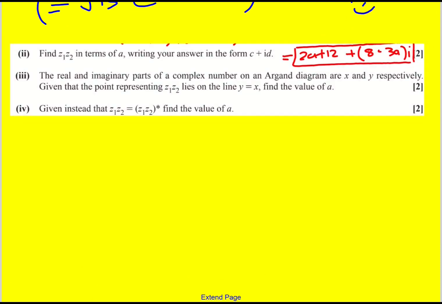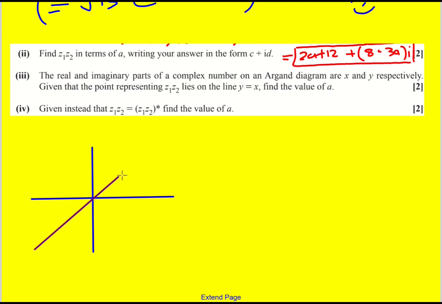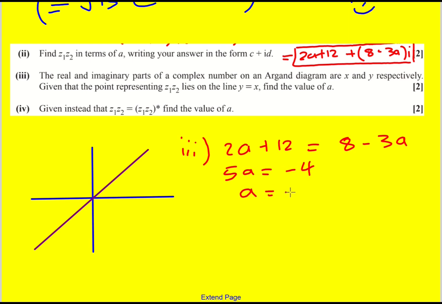Last two parts. We're told that the real and imaginary parts of a complex number on the Argand diagram are x and y respectively. Given that the point representing z1 z2 lies on the line y equals x, find the value of a. So that means it's going to lie somewhere along this line, which means that the real and imaginary parts are going to be the same. So we can say that 2a plus 12 must equal 8 minus 3a. Solve that now. So 5a is going to equal minus 4. a is minus 4 over 5.